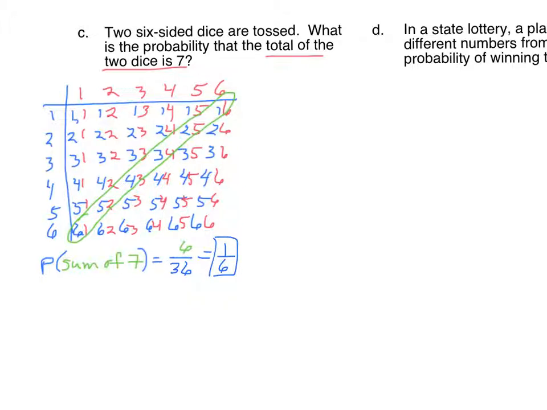What's the probability of the total being 2? How many favorable? 1 out of how many total? So it's a 1 in 36 chance. What is the probability that the total will be 13? 0. There are no favorable outcomes out of 36. So 0 out of 36 is a 0 probability.